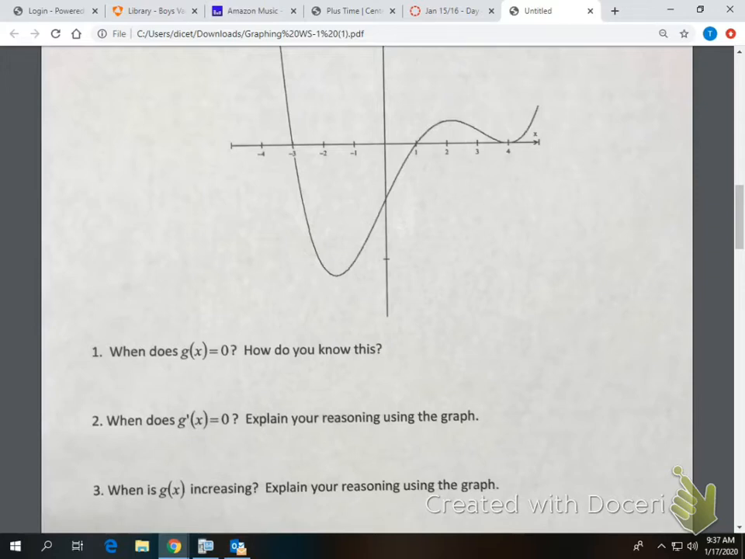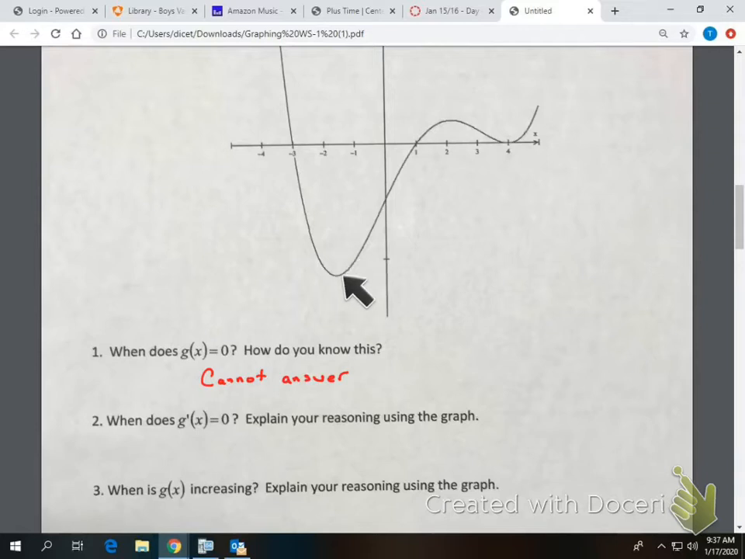Okay, ready? It starts off with trying to trick you. Can the derivative tell you where the original function's 0? The answer is no, it can't. I can't answer that. I saw you shaking your head there. You cannot answer. How is the derivative telling me when the original function's 0?